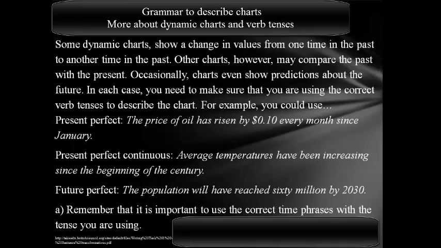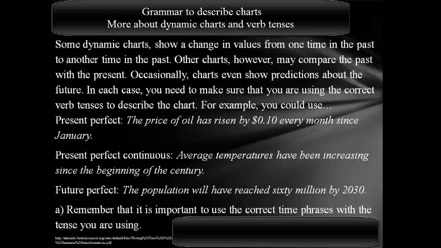More about dynamic charts and verb tenses. Some dynamic charts show a change in values from one time in the past to another time in the past. Other charts, however, may compare the past with the present. Occasionally, charts even show predictions about the future. In each case, you need to make sure that you are using the correct verb tense to describe the chart.